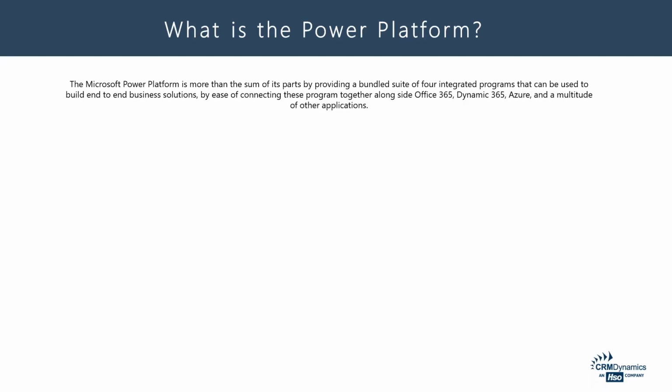The Microsoft Power Platform is more than the sum of its parts, providing a bundled suite of 4 integrated programs that can be used to build end-to-end business solutions by ease of connecting these programs together alongside Office 365, Dynamics 365, Azure, and a multitude of other applications. It allows for a unified data schema, making it possible for users and services with their applications to interoperate.